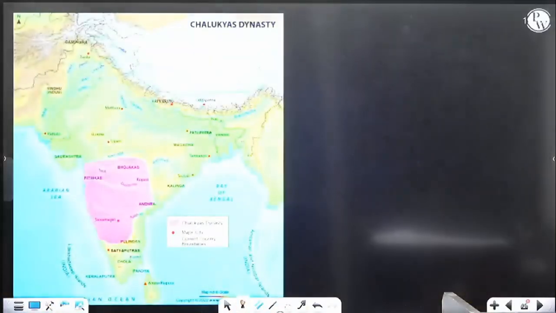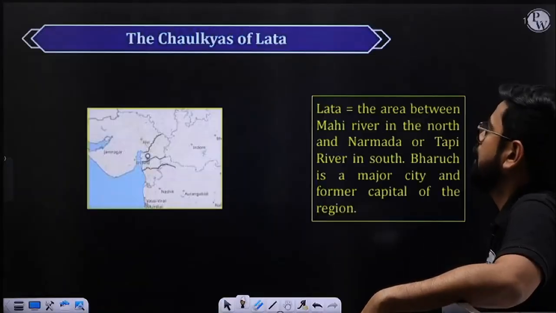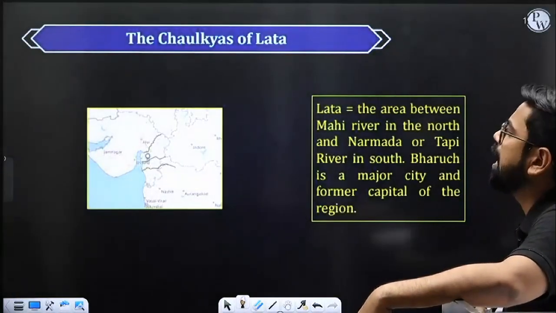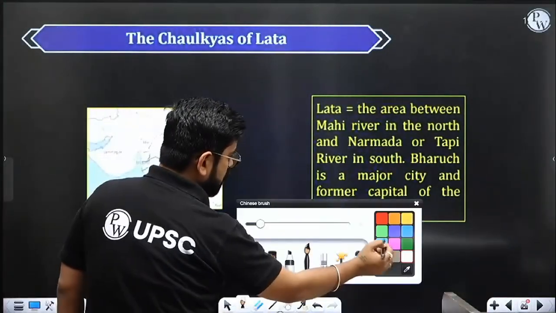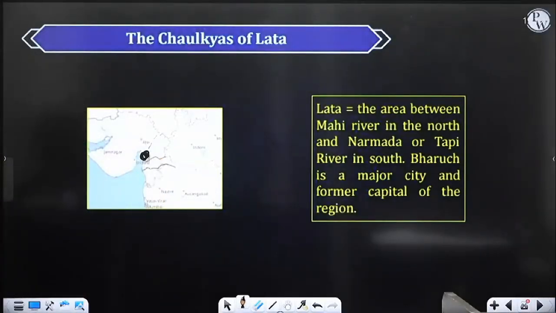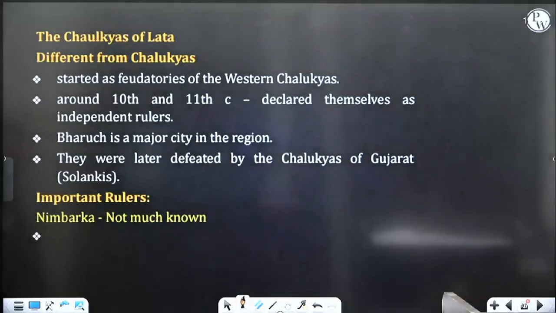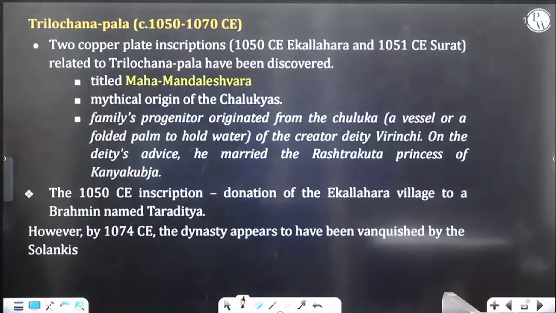No such confusion. Chalukyas also becomes something like a title: I'm a Chalukya, and they will have some kind of pride in it. Similarly, we'll have more Chalukyas. These are Chalukyas of Lat, a very small dynasty between the Narmada and Mahi rivers, somewhere here in Gujarat. It will come, not right now. Maybe we'll not discuss them because it's a very small kingdom, so whenever you have time, or when we are discussing C spot, you can read about them. Whatever is important and relevant, I'll talk about. Nimbarka, Drapa, etc., have a look at them.